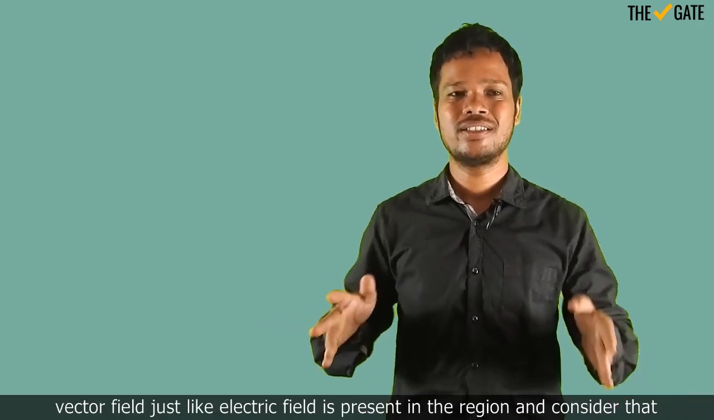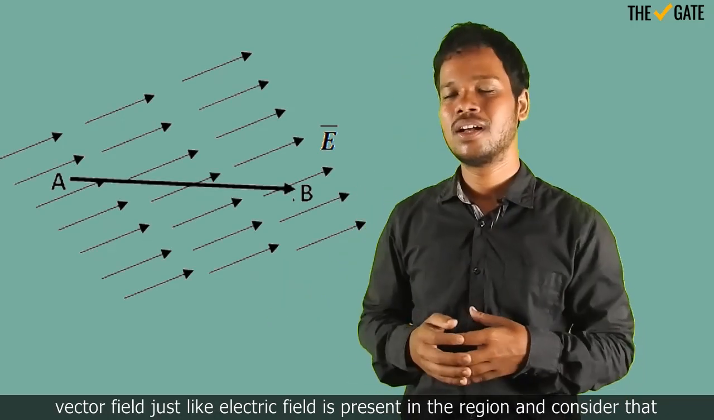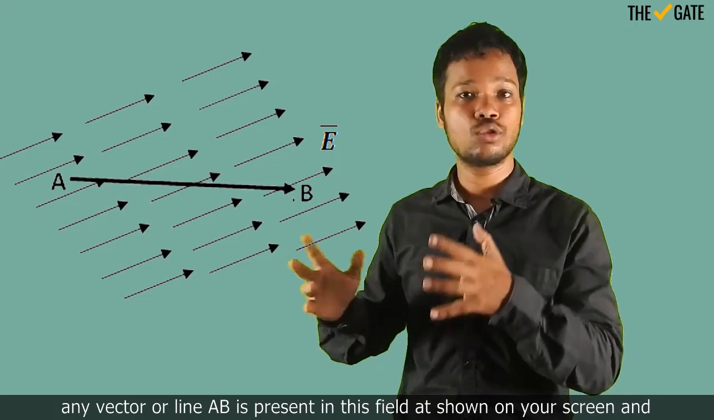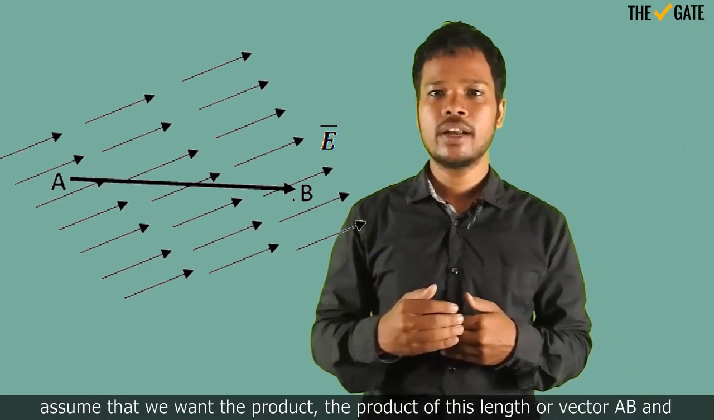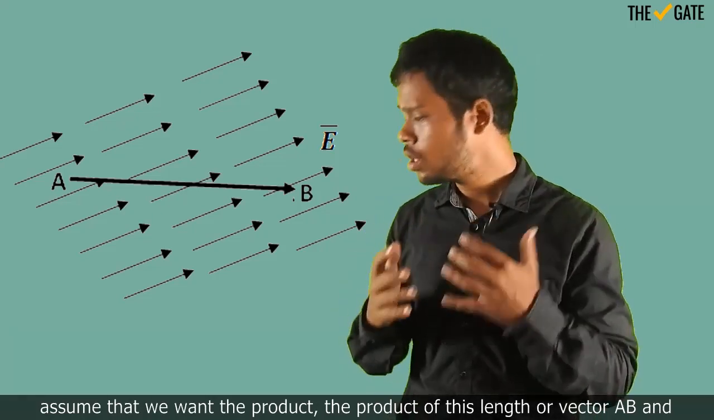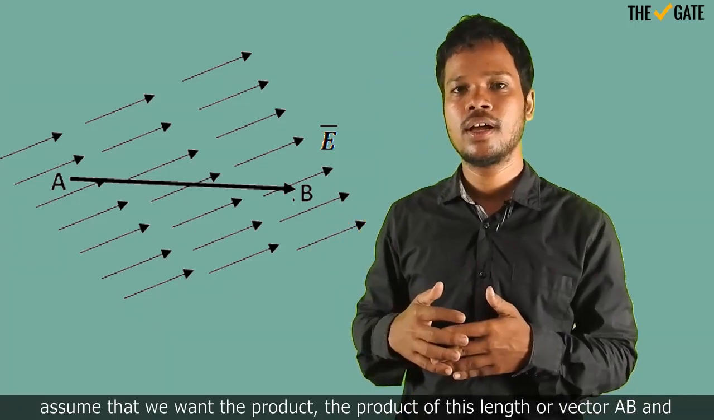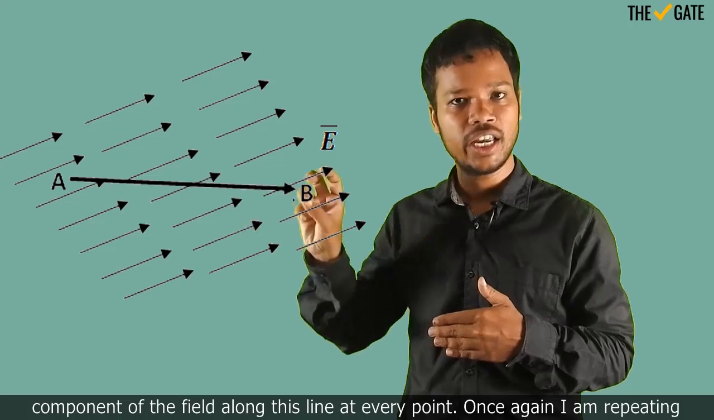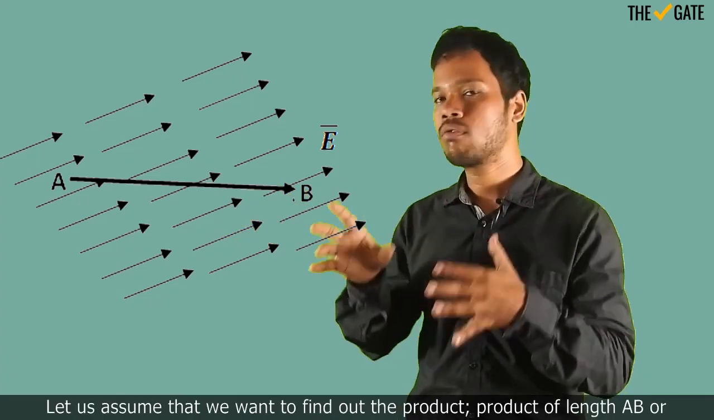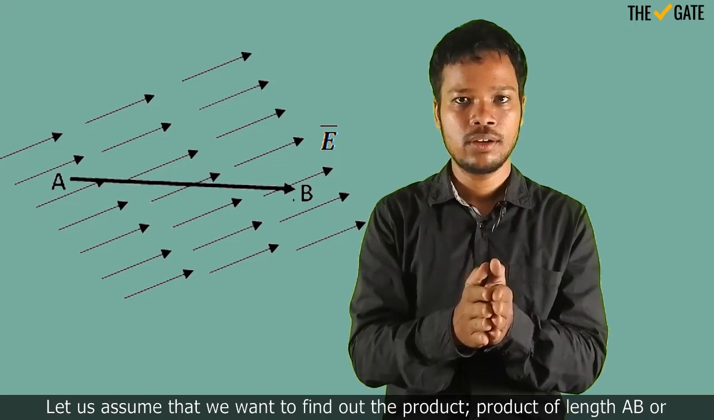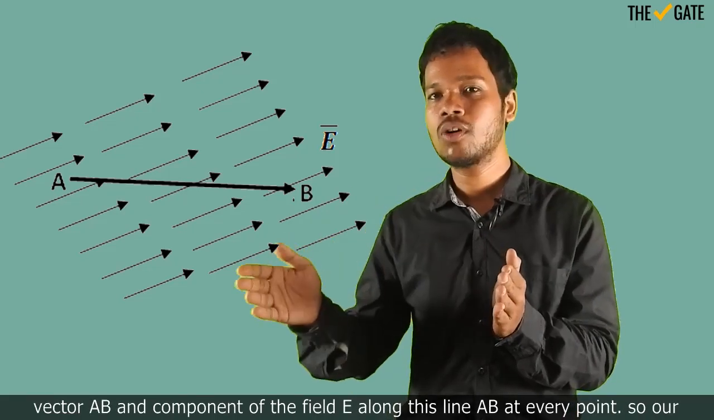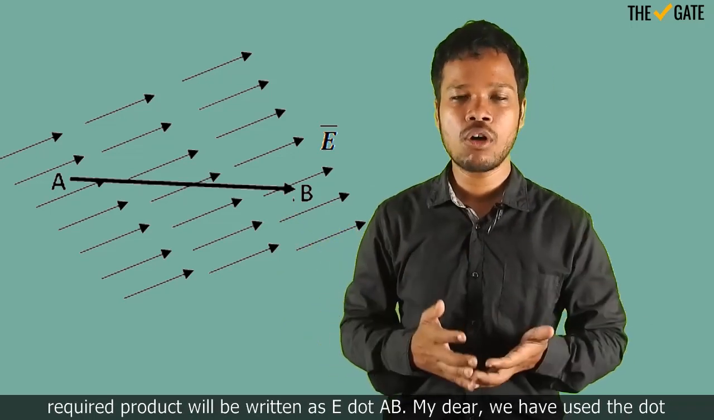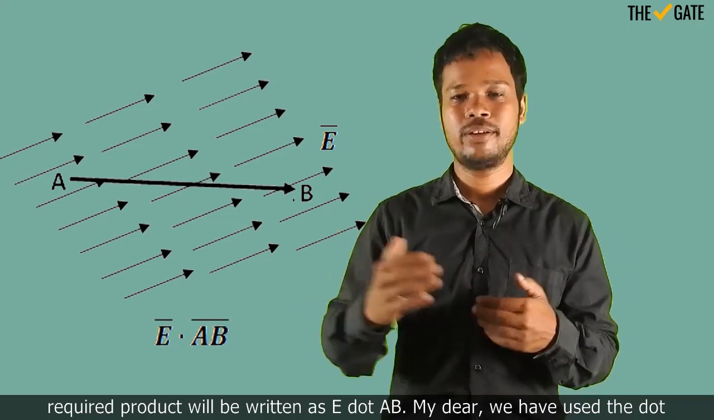Consider any vector field, just like an electric field present in a region, and consider that any vector or line AB is present in this field as shown on your screen. And assume that we want the product of this length or vector AB and the component of the field along this line at every point. Once again I am repeating, let us assume that we want to find the product of length AB or vector AB and the component of the field E along this line AB at every point. So our required product will be written as E dot AB.